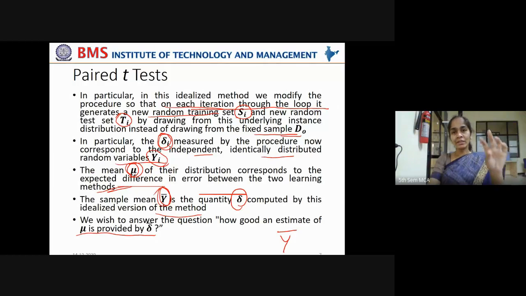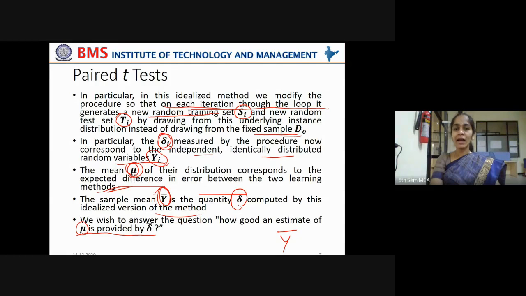That means whether the normal distribution's mu is the same as the mean errors found across different experiments on the new sample. Between the two learning algorithms, what is delta? Delta is the difference in the errors of learning algorithm A and learning algorithm B for each experiment conducted on the main sample. Now, is that delta bar following a normal distribution with mean mu?